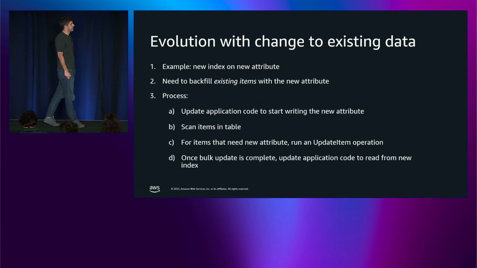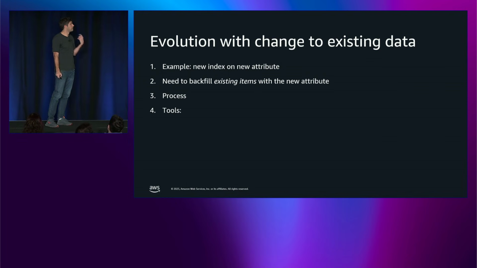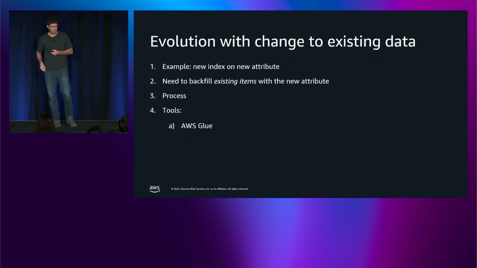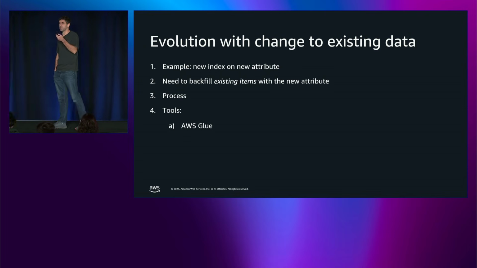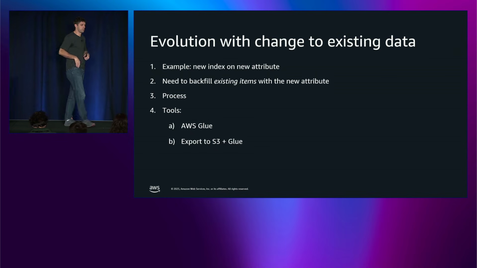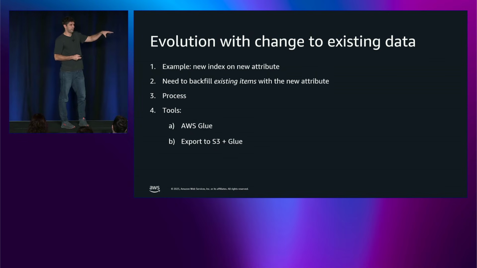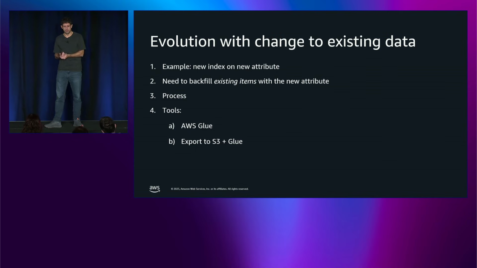And this feels like a tough process. That's not nearly as fun as just having Dynamo backfill your index for you. There is some tooling around this to make it a lot easier, which is great. You don't have to just write your own scripts here. So there's AWS Glue, which can operate directly on your DynamoDB table and do this sort of thing. You can also use export to S3 to export your entire table to S3 and use Glue to operate on it there and write back into DynamoDB.